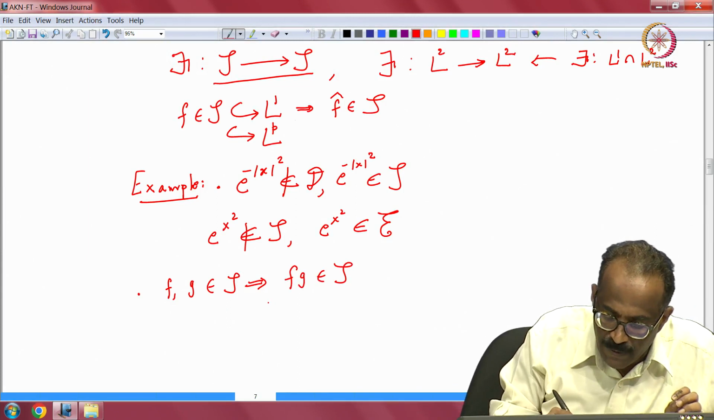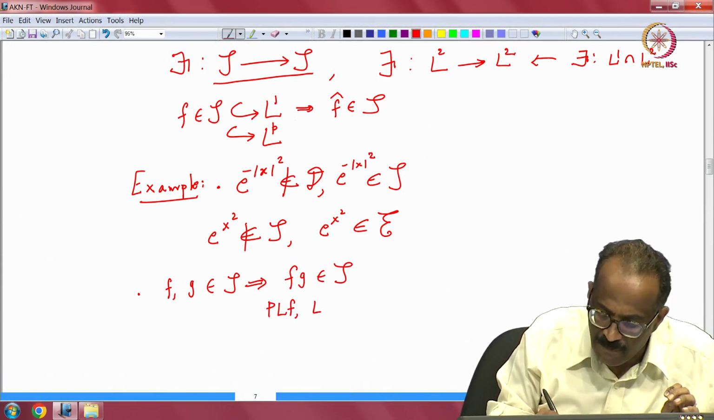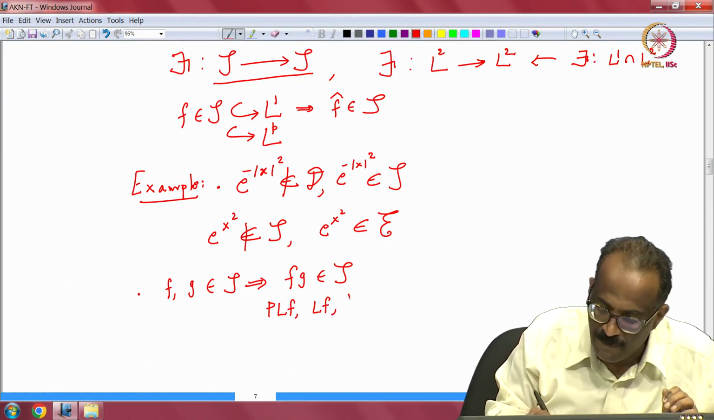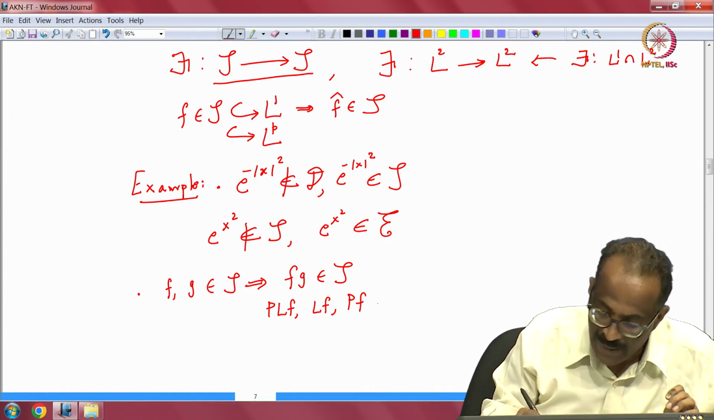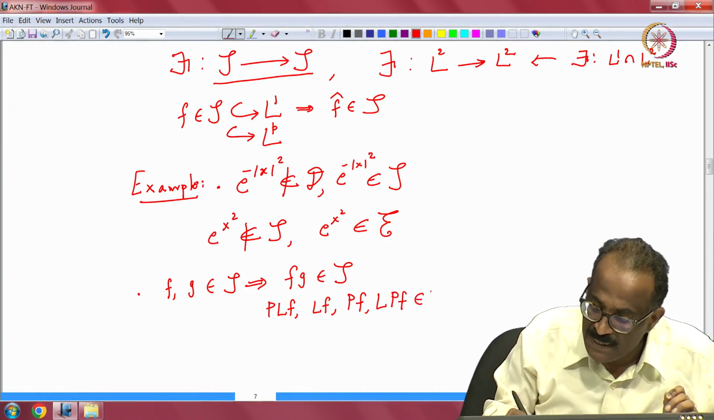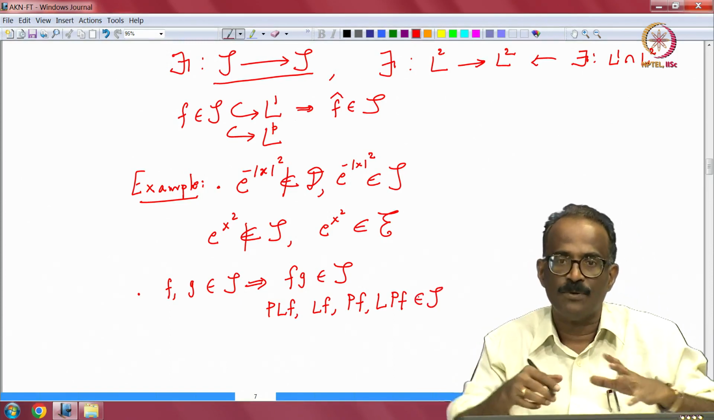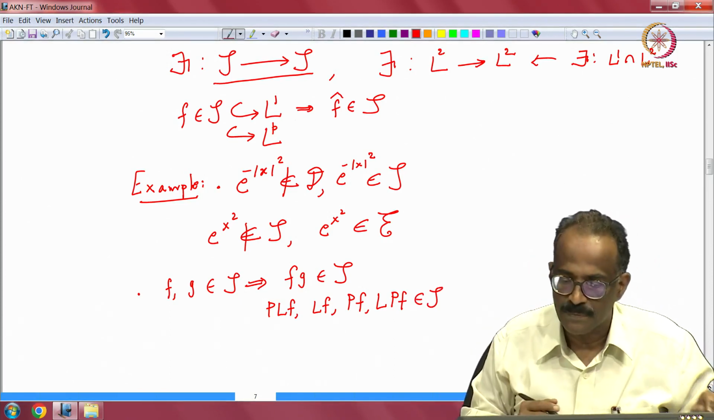It is an algebra. PLF is in zeta, PLF and LF and PF, LPF, these are all in zeta. So zeta is preserved under all these operations.